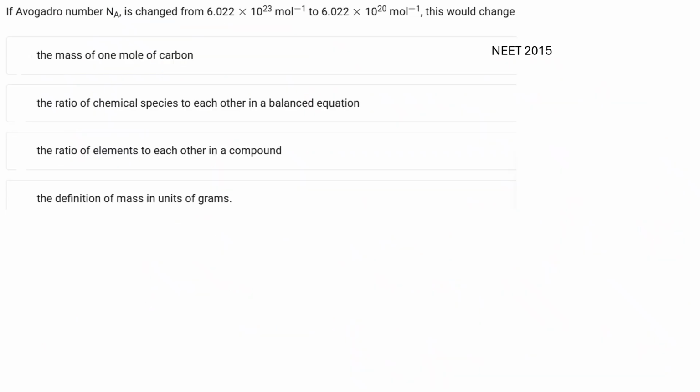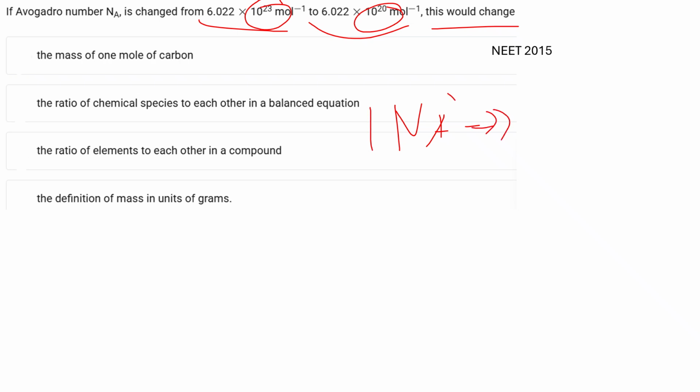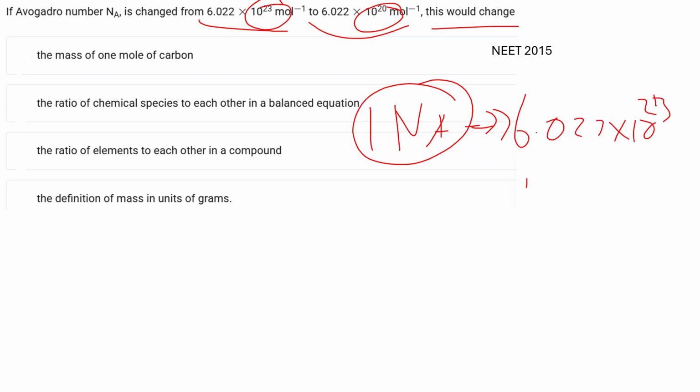Okay. Let's see the next question. If Avogadro number Na is changed from this value to this, which means the 10 to the power decreases, what would change? Avogadro number is basically what? In one Avogadro number there are 6.023 into 10 to the power 23 molecules.